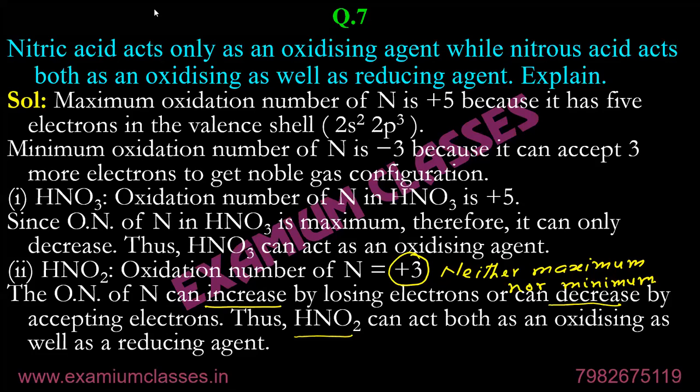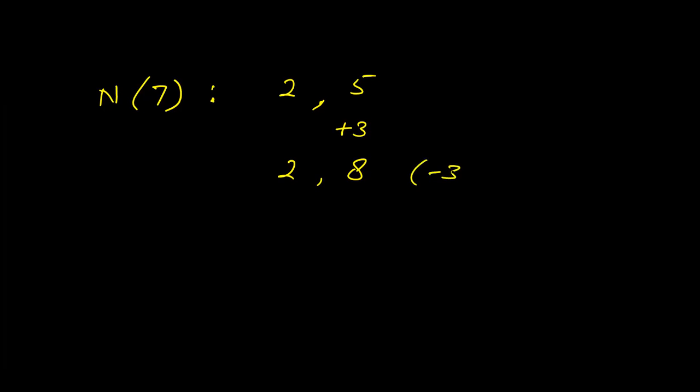Minimum oxidation state for nitrogen will be minus 3 because it can accept at the most 3 electrons. It already has 5 electrons. So nitrogen, atomic number 7, is 2, 5. Either it can gain 3 electrons and become 2, 8. It means minus 3 oxidation state, because when it gains the electron, it is negative charge. That's why negative oxidation state.